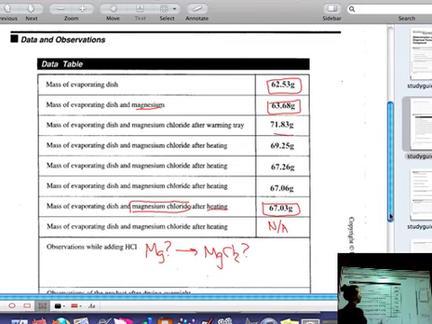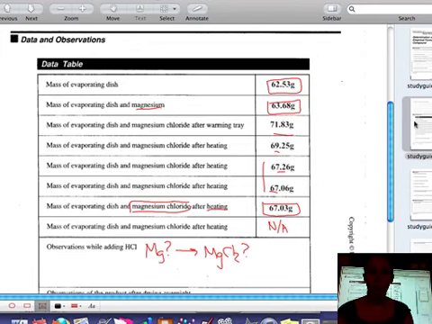The mass of the evaporating dish when it's just been warming doesn't mean anything. These are all my heating, as it drops and doesn't really stay the same. I've got to get it to a point, like we did a while ago, where it agrees to within 0.03 grams. Okay? And let's see what else. We've got one more little part here.